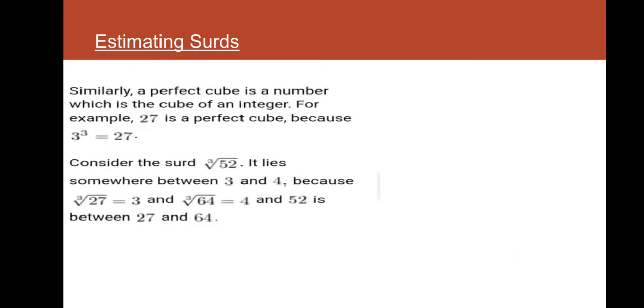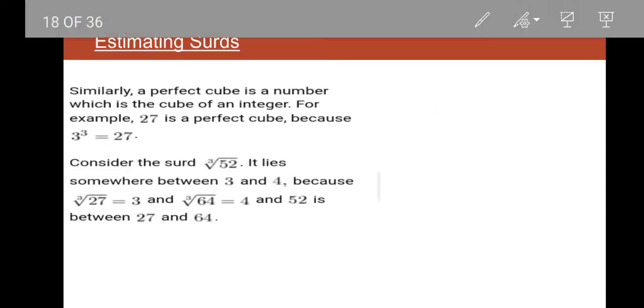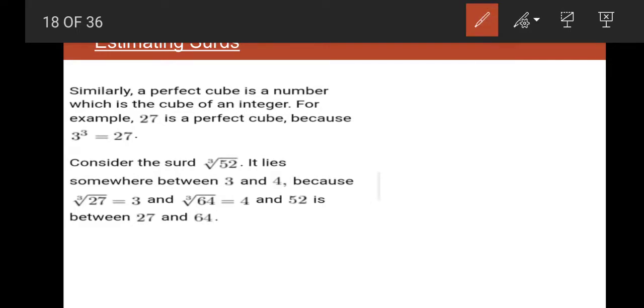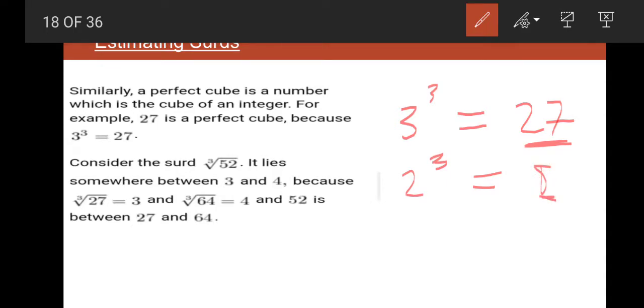Moving over. Similarly, a perfect cube is a number which is the cube of an integer. So this simply means that if we have an integer, 3 as our example, if we cube this integer, we will get a perfect cube, 27. So 27 is our perfect cube because it is obtained by cubing an integer. Another example is 2 cubed. If we cube 2, we will get 8 as our perfect cube.